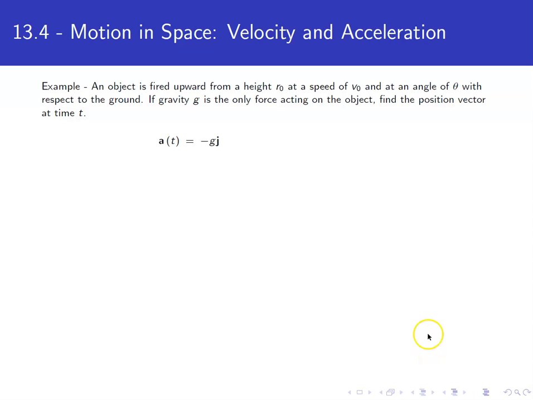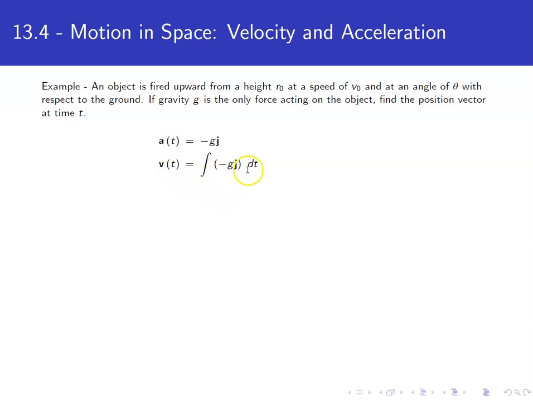Well, if gravity is the only force acting on the object, and again, we're going to think about this in 2 dimensions, then gravity pulls the object downward towards ground level. So our acceleration is negative the acceleration due to gravity, the g constant times j, will be our acceleration vector. Let's work backward to get to our position function. Before we get to the position function, we need to get to the velocity function.